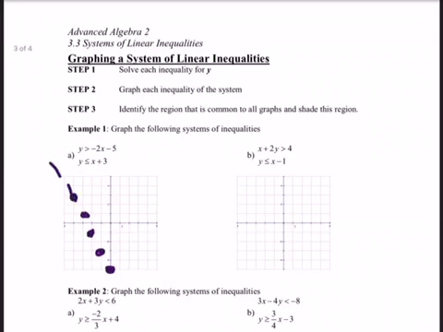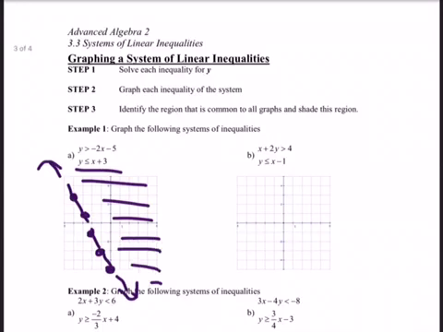And I've got a dotted line, and it looks like my shaded region is above since it's y is greater than. And then I'm going to change colors here. Let's go with red. Okay, so now I've got x plus 3, so I'm going to start at 3 and go up 1 over 1 and down 1 to the left 1.